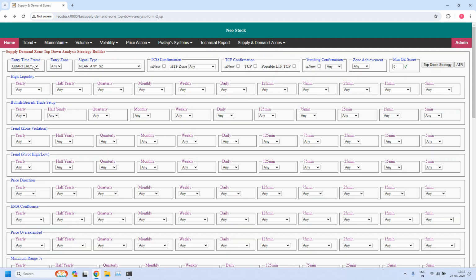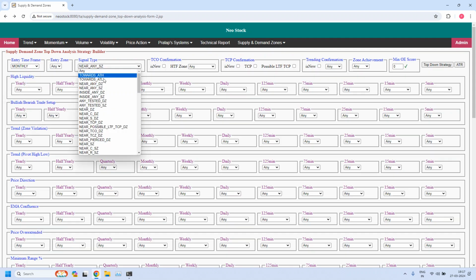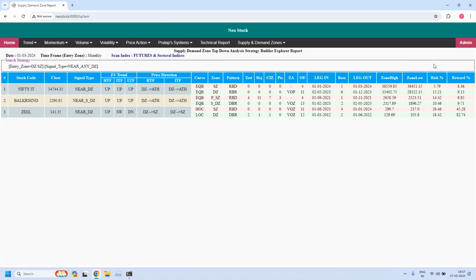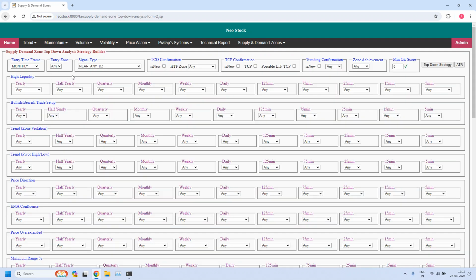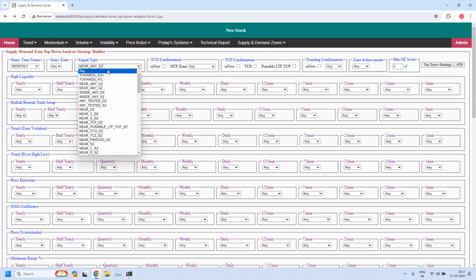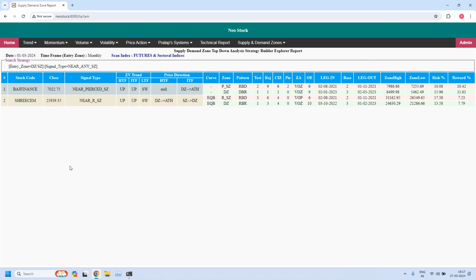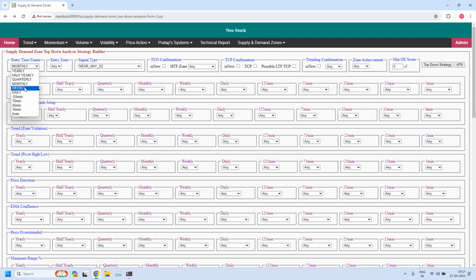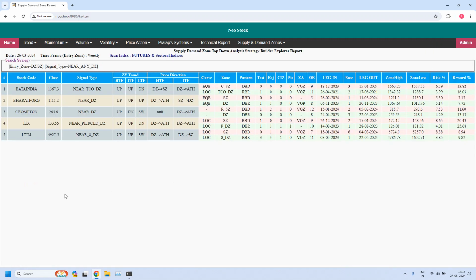Let me go back, changing the time frame to monthly. Let us find the stocks which are near to the monthly demand zone. So these three stocks are filtered. So I'm going back. For monthly time frame, let us find the stocks near monthly supply zone. So two stocks are filtered which are near to the monthly supply zone. So I'm going back, changing the time frame to weekly and let us find the stocks near weekly demand zone. So these five stocks are near to the weekly demand zone.